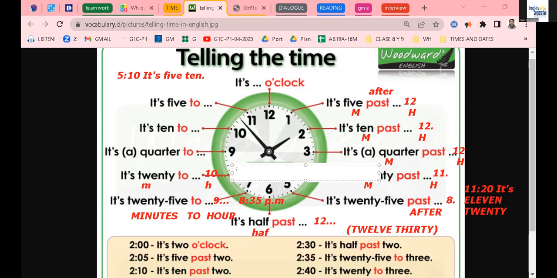Quiere decir que son las 9. 20 to 10. O sea, faltan 20 para las 10. 20. Ajá. It's 9:40. Okay. So I mean, it's 9:40. Es decir, que son las 9:40.